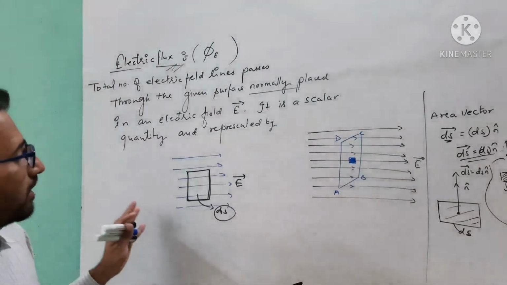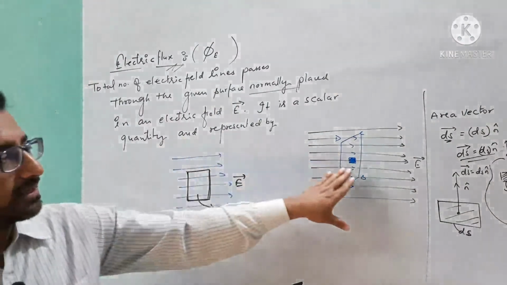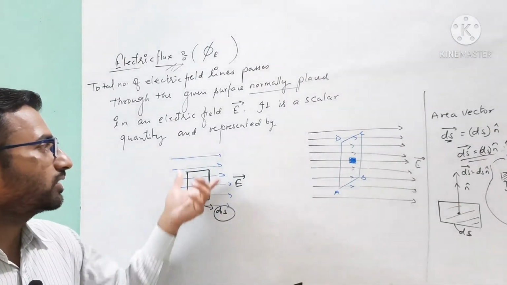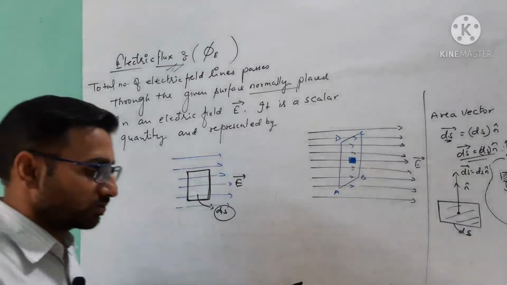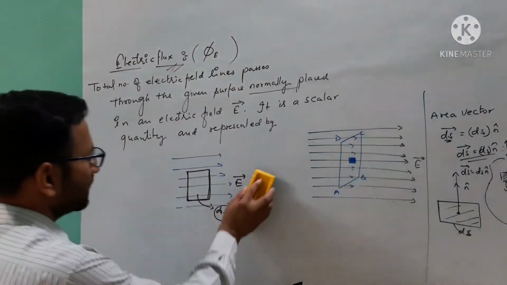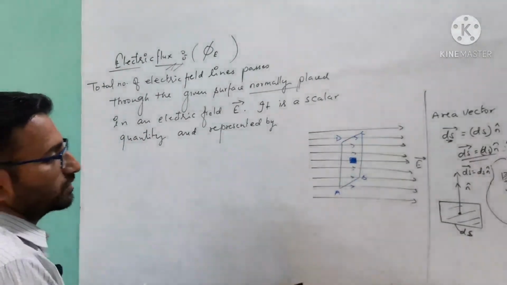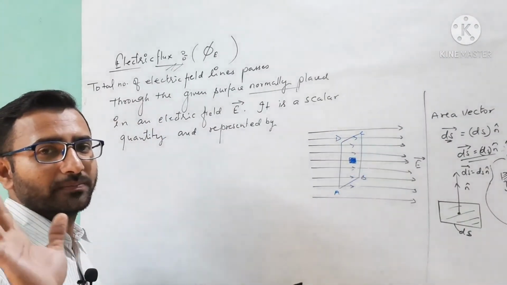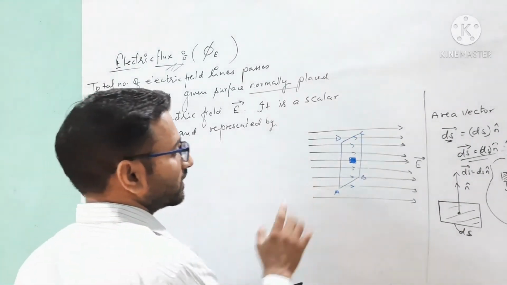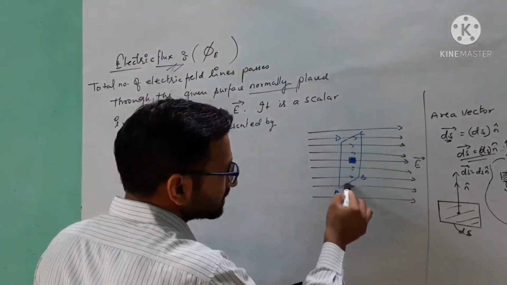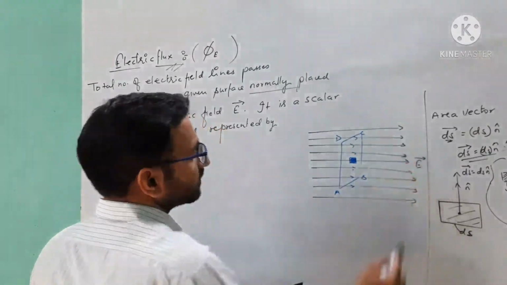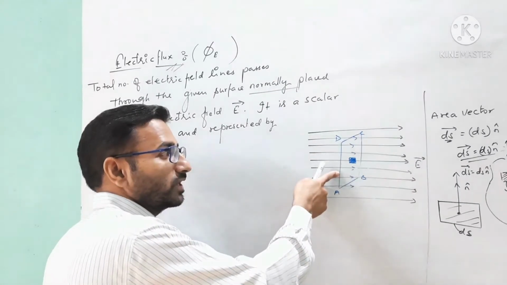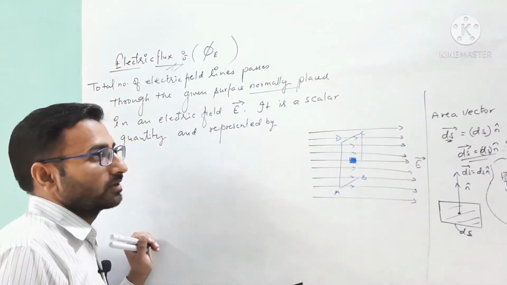So here in this case we have an elementary area which is placed in the given electric field, and we are calculating the electric flux. By definition, the electric flux is the number of electric field lines which pass through the given surface normally placed in the given electric field, which means the surface is placed in the electric field but the electric field lines always pass through it normally. Got it?